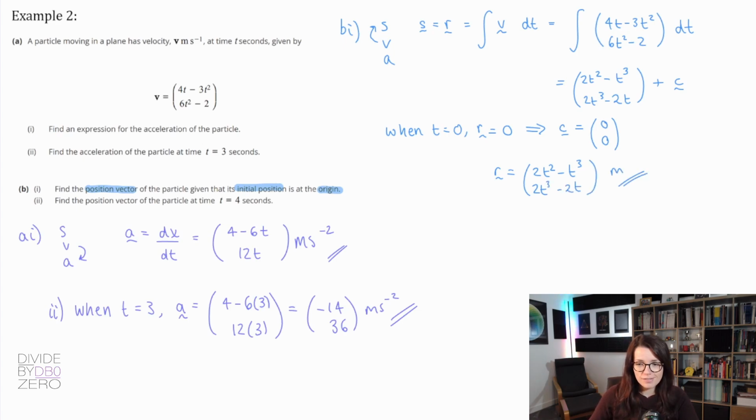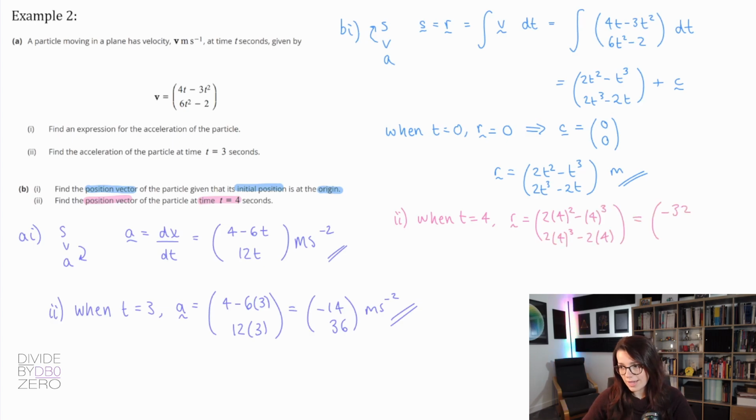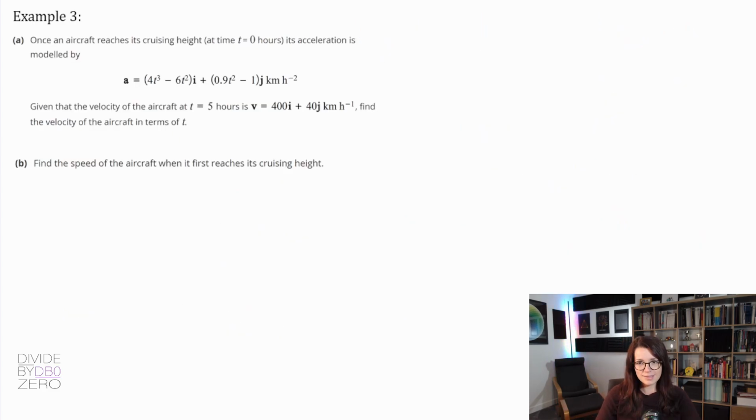Final part of the question, find the position vector at time t equals 4 seconds. So again, just going to sub in t equals 4. When we put that into the r vector, we get this, and that works out to be minus 32 and 120 column vector meters.